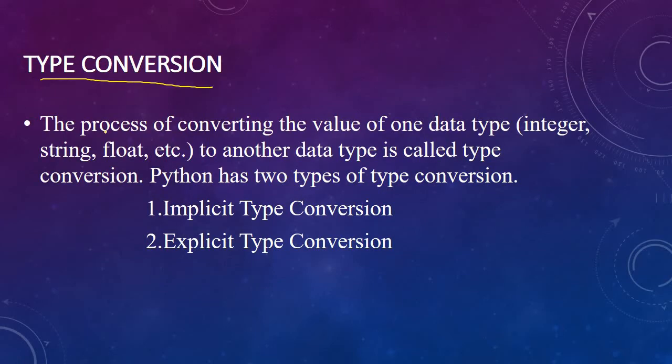What is type conversion? The process of converting the value of one data type to another data type is called type conversion. Like other languages, Python also has two types of conversion: implicit type conversion and explicit type conversion.